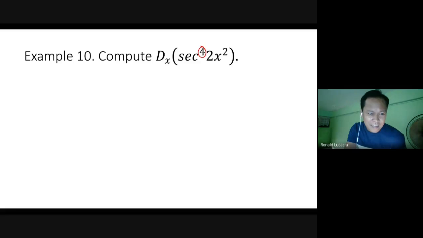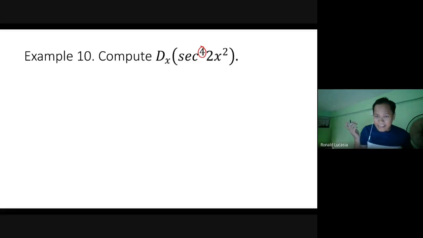Sige, we still have 3 minutes. From Alexa, 16x secant to the fourth, 2x squared lang pala. Tangent 2x squared. Okay? Kendrick and Rubio: 16x secant to the fourth 2x squared, tangent 2x squared. Nakuha madami ha. Very good. Kasi kanina wala nakakuha eh.